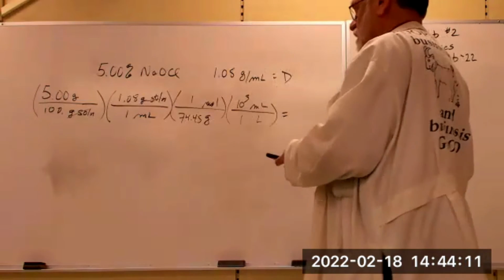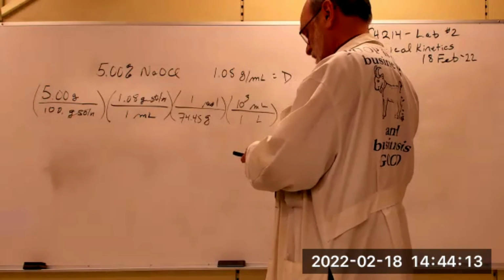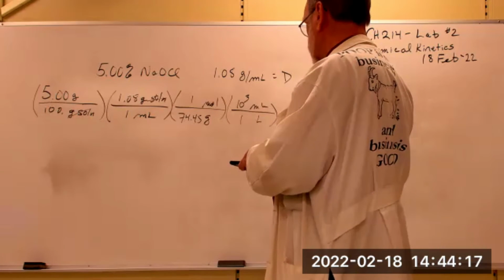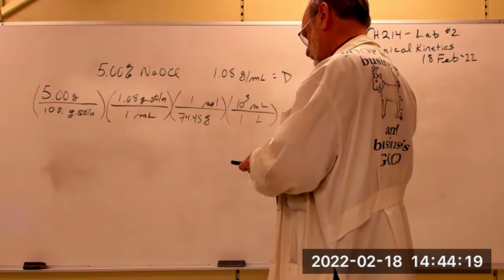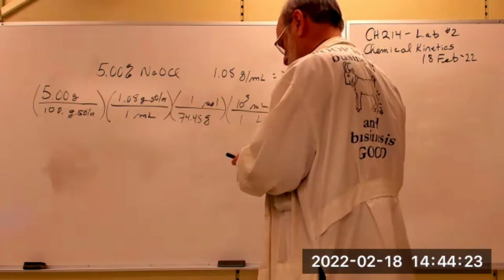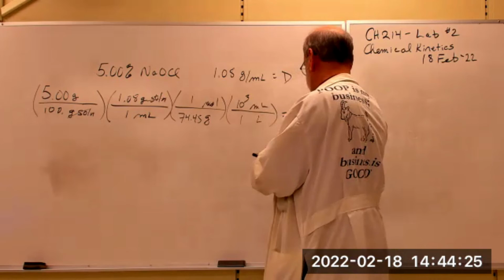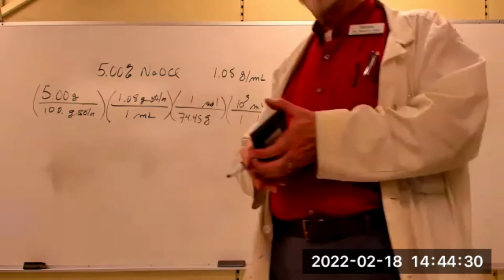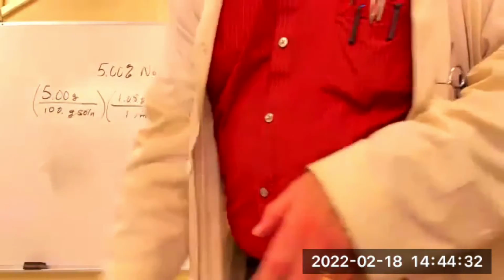So let's say 5 divided by 100 times 1.08 divided by 74.45 and times 1,000 is 0.725 molar. Okay.